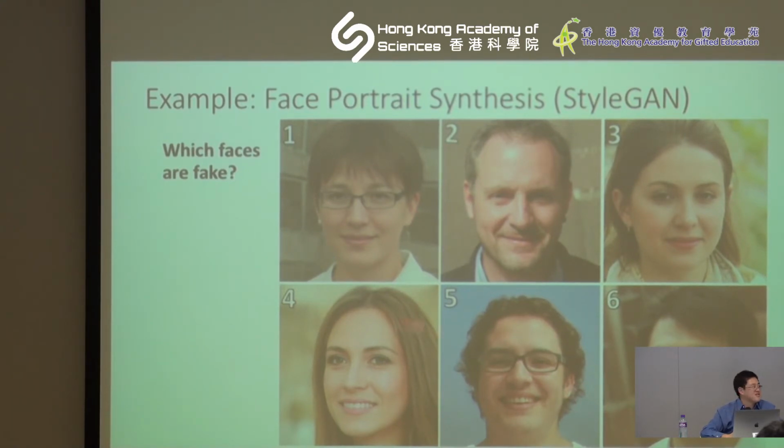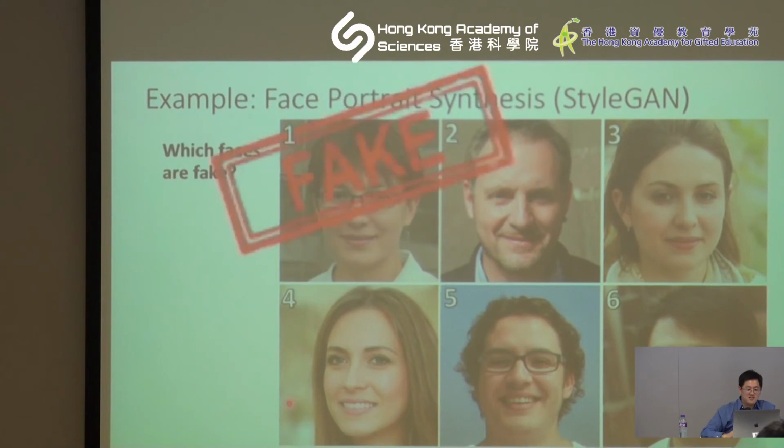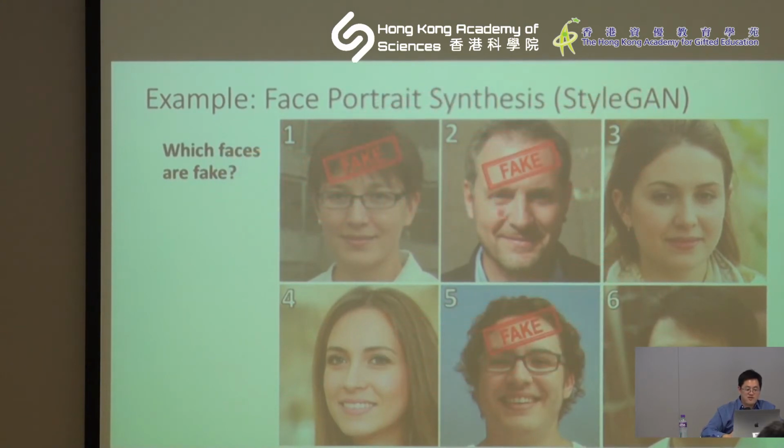Looks real. Okay, so here's the answer. Actually, 1, 2, and 5 are fake. This one, you can see there's an earring here, but not an earring here. A little bit weird. This one, I don't know what this is, but if this is a real person, you probably want to get this checked out. This one, like I said, the hair here just looks weird. It's like hanging out there. I don't know. Okay, but actually, all of these faces are fake.